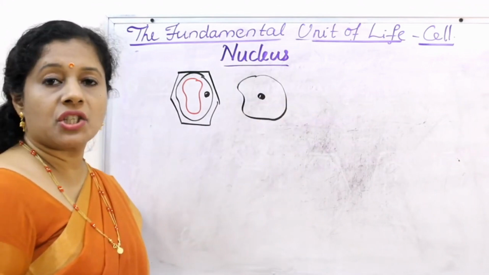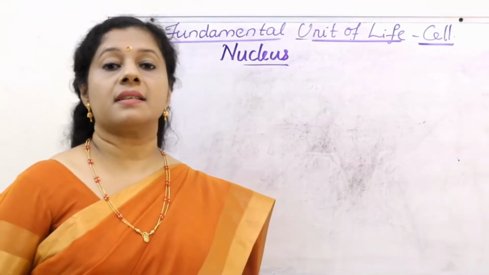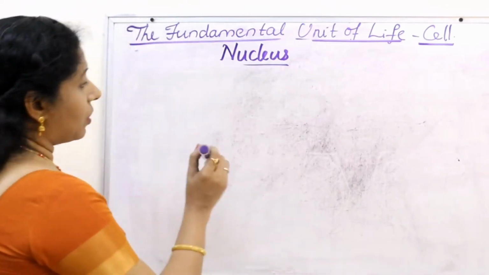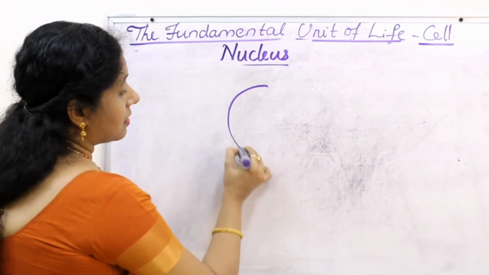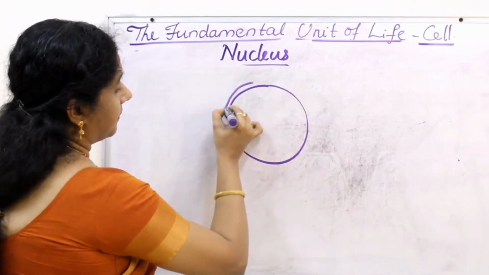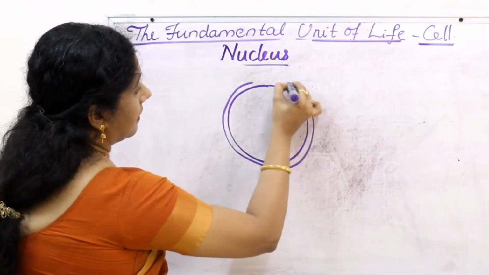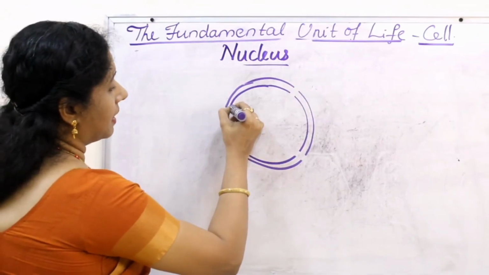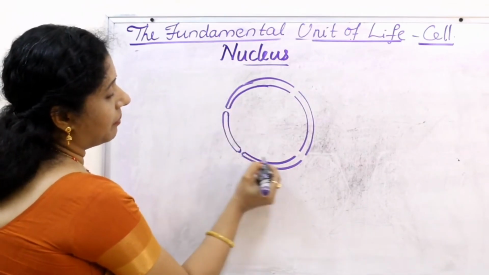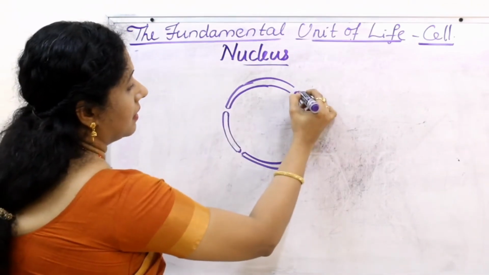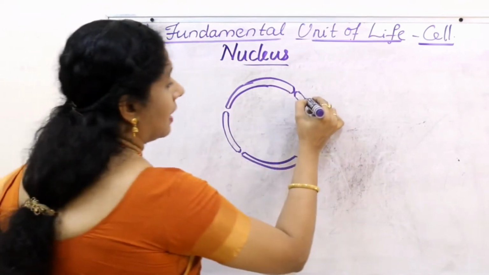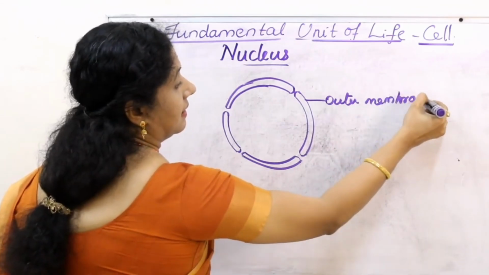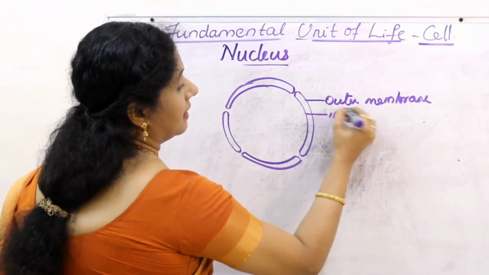Now let us see the structure of a nucleus. So the nucleus is a round structure and it has two membranes, a double membranous structure. To draw that, you have to first draw two circles. Okay, and you can rub here and there and join that part, otherwise it will be difficult for you to maintain that shape. Okay, so this is the outer membrane of the nucleus and this is the inner membrane.